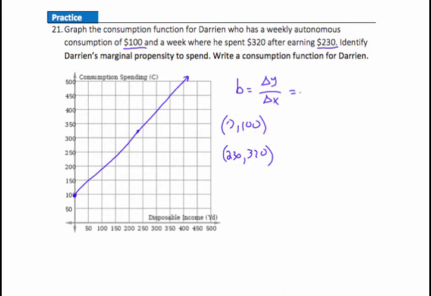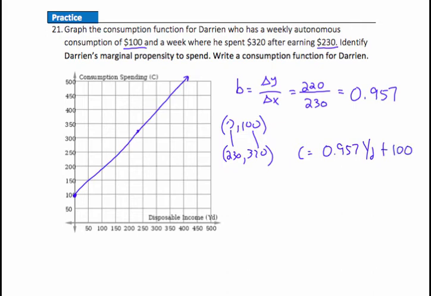Okay, so let's look at our change in y and change in x. Change in y starts with 100 and goes to 320. That is a change of $220. 0 to 230, that is a change of 230. Again, let's take this out to 3 decimal places. 0.957. So that is his marginal propensity to consume. So let's see, his consumption function would be 0.957 times his disposable income, and then plus $100 of autonomous spending.